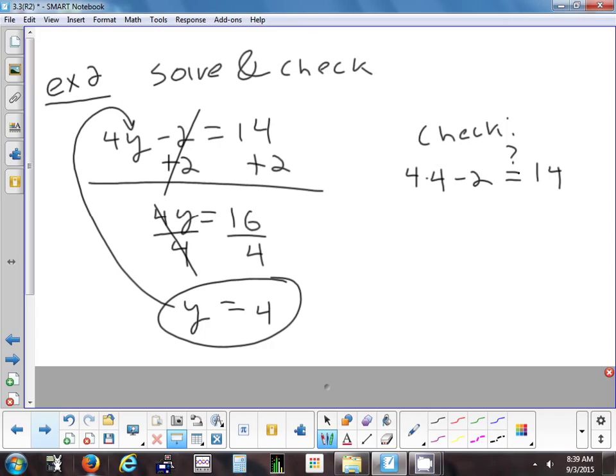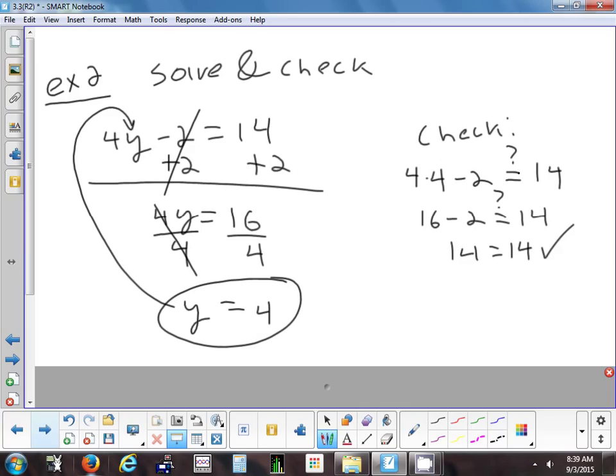All right, let's check it. Zach, what do I do first here? 4 times 4 or 4 minus 2? So think of your order of operations. PEMDAS. What comes first, multiplication or subtraction? Yeah. What's 4 times 4? 16. And Sam, 16 minus 2? 14. That gives me 14 equals 14. We're good.